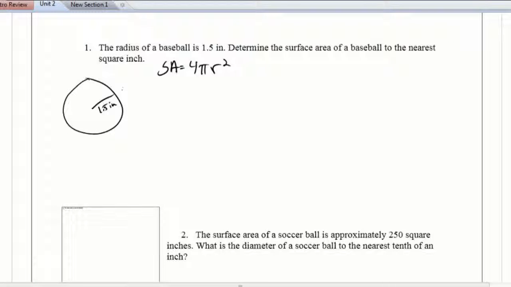Now, that looks like a circle, but you can imagine it being three-dimensional. So this is pretty straightforward. We don't have anything sort of tricky. We can just plug everything right in there and we can get our answer.